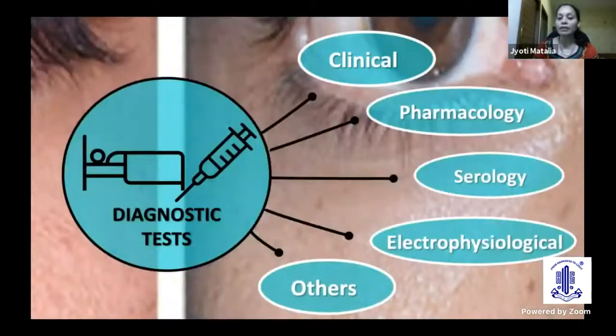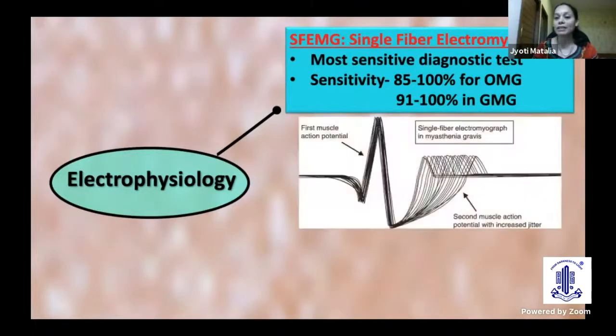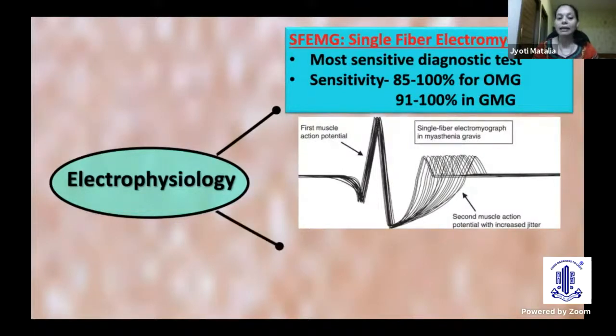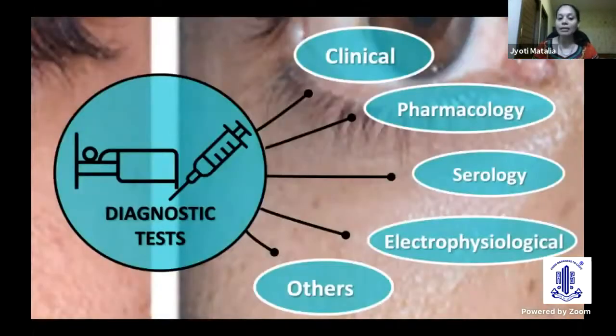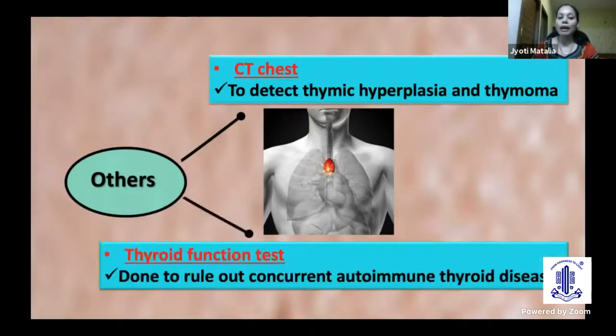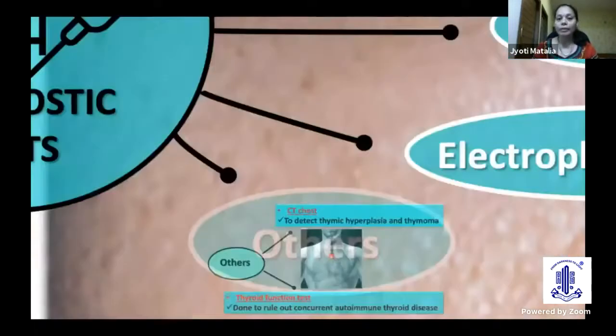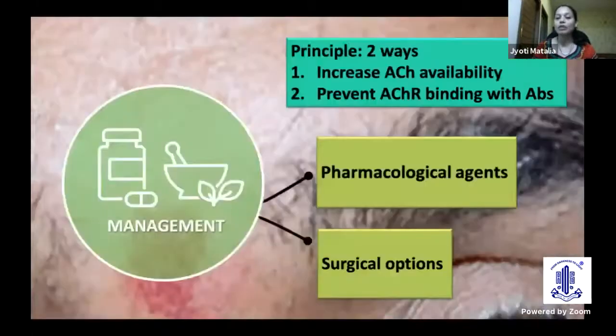Then come the electrophysiological tests. Yes, the single fiber EMG, which is the most sensitive but not very specific, and more so for generalized myasthenia, and the repetitive nerve stimulation study. Other tests that are important are the CT chest to rule out thymic hyperplasia and thymoma, and also thyroid function tests. So when you have done these tests, finally we plan the management, which depends on 2 ways.